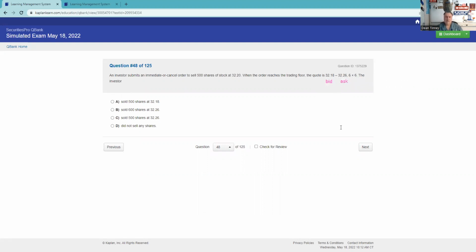And right now the customer wants to sell at 32.20. Well, sorry, there isn't 32.20 there. There's 32.18. And you said immediate or cancel. And so it looks like you're not going to sell any shares because you would have accepted partial execution here, but it doesn't look like there's anything available. So you didn't sell any shares because you said you want it all.